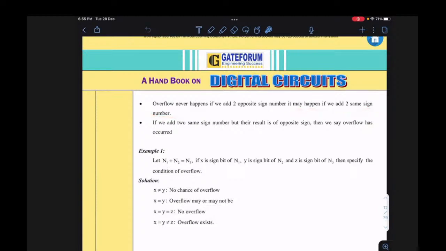That is, you are adding two positive numbers or two negative numbers. If you are doing, let's say, plus 7 and plus 8, or minus 6 and minus 6, if you are adding two same sign numbers, both positive or both negative, in that case overflow may happen.